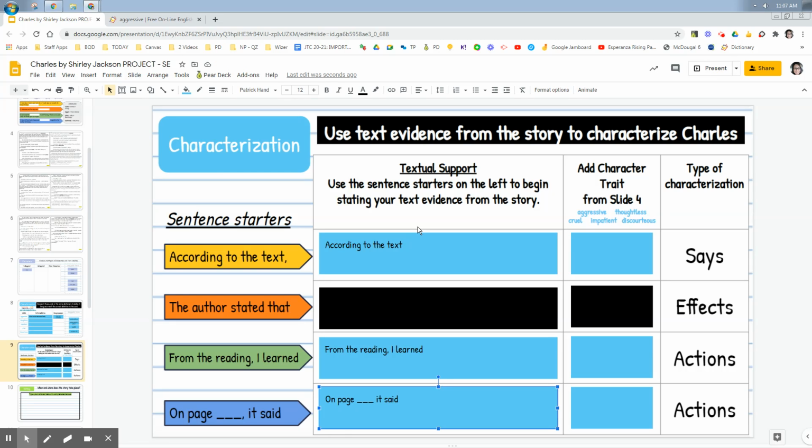So it's a good time to pause the video, type in these, and then unpause it whenever you're ready to listen to the next set of directions.